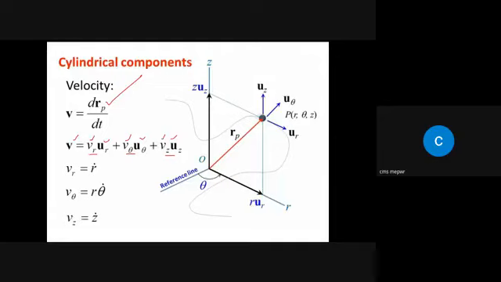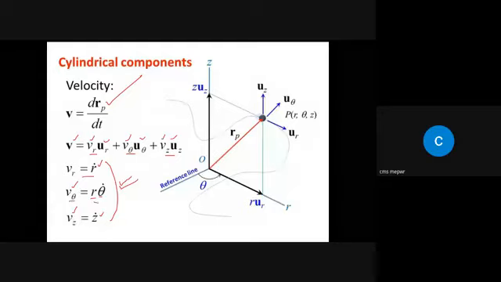Again, I will not go into the detailed proof, but I will just discuss the final result. If you want to find VR, you need to take the time derivative of R. If you want to find V theta, that will be equal to the time derivative of theta multiplied by R. The Z component of velocity will be equal to the time derivative of the Z variable. You need to memorize this, and it will be automatically memorized once you do a few problems on it. So VR is equal to R dot, V theta is equal to R theta dot, and VZ is equal to Z dot. Is it clear till this point?